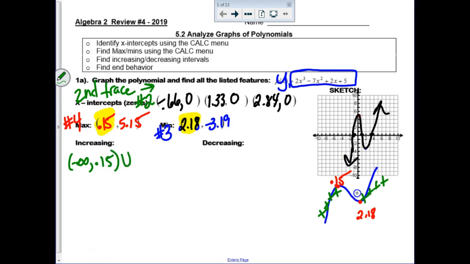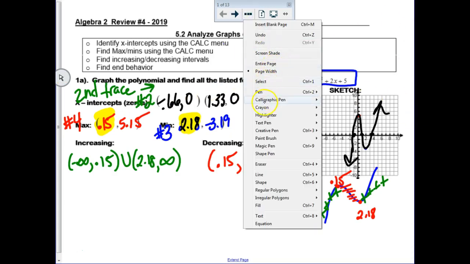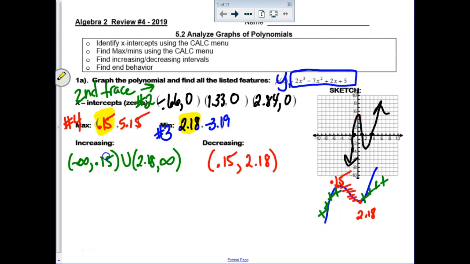And then there's another time when it's increasing, it starts at 2.18. But then it goes forever to the right, so it increases for the rest of the domain. Decreasing would be this little downhill part right in the middle. And that starts at 0.15 and then stops at 2.18. So there's your increasing and decreasing intervals. I think if we start using our highlighters and highlighting the numbers that we're supposed to be using and really acknowledging that, I think that'll relieve some stress from some of your testing.